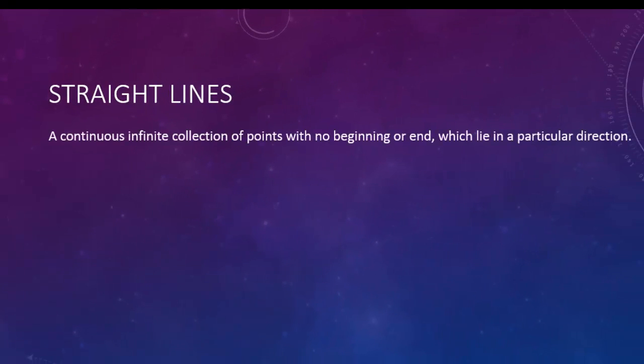Straight lines are usually just called a line. It is a continuous, infinite collection of points with no beginning or end which lie in a particular direction. Lines that can pass through these points, as in this example, we can call it line AB or line BA. There's only one straight line which passes through both points A and B.